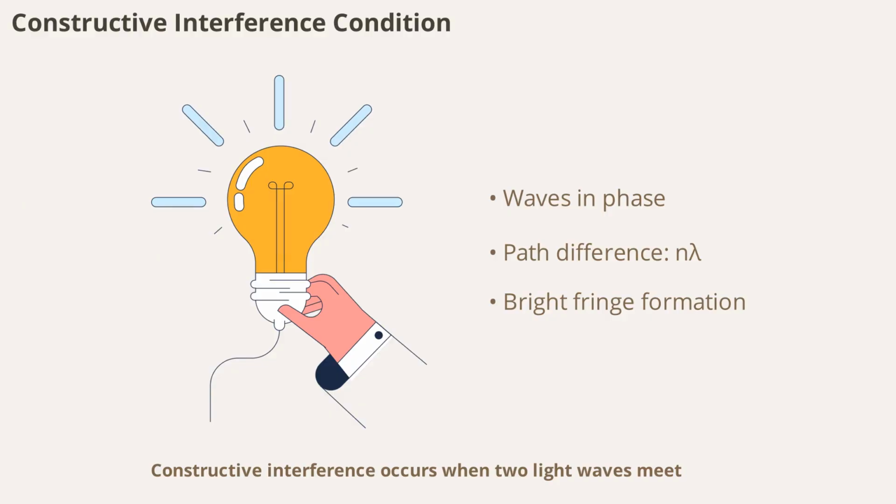Constructive interference occurs when two light waves meet in such a way that their crests coincide, amplifying the resulting light intensity. For constructive interference, the path difference between the two waves must be an integer multiple of the wavelength. This means the waves are in phase and the resulting bright fringe is observed. This principle is key to understanding the bright bands and interference patterns.